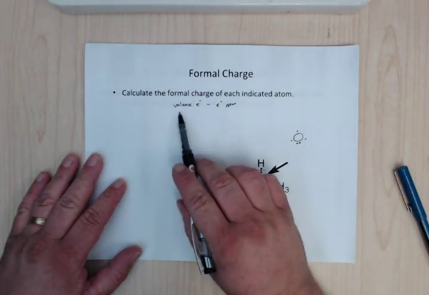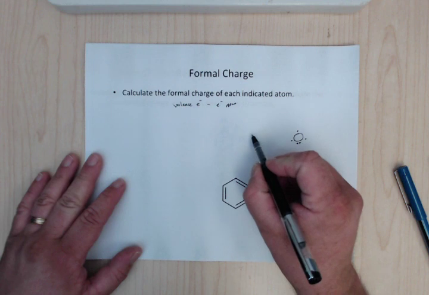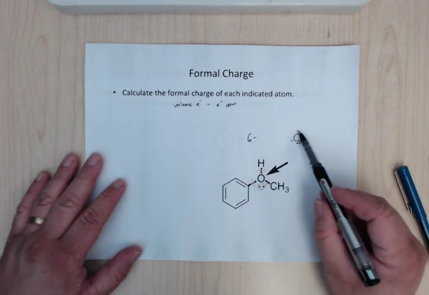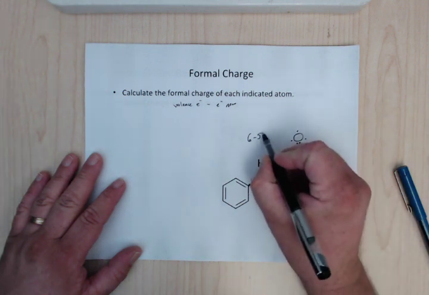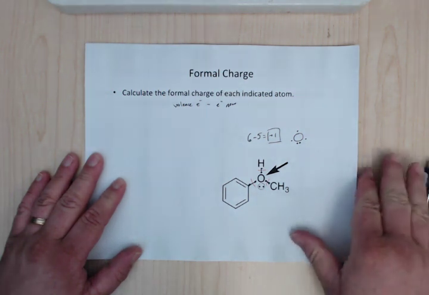So valence electrons: you count over. Oxygen normally would have 6. Subtract what it has now, which is 1, 2, 3, 4, 5. And so it's a plus 1.